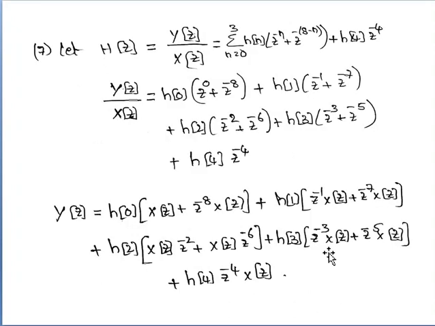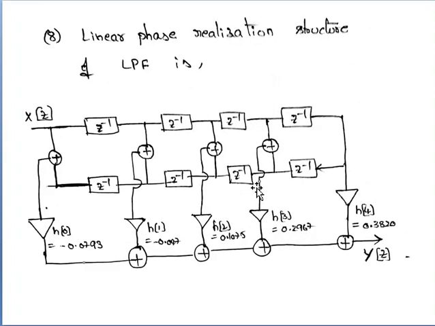Now find the digital structure. To do that I need Y of z. From the H of z transfer function I can get Y of z. H of z is equal to Y of z by X of z, so take the equation and cross multiply, and now Y of z is equal to this one. For this I am using the linear phase realization structure. So this is the digital structure.